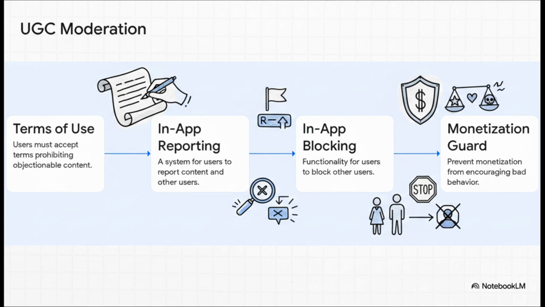Your app must have clear terms of use, a way for users to report bad content and bad actors, a function to let users block each other, and safeguards to make sure your payment model doesn't accidentally reward toxic behavior. This is just the foundation of being a responsible platform owner.